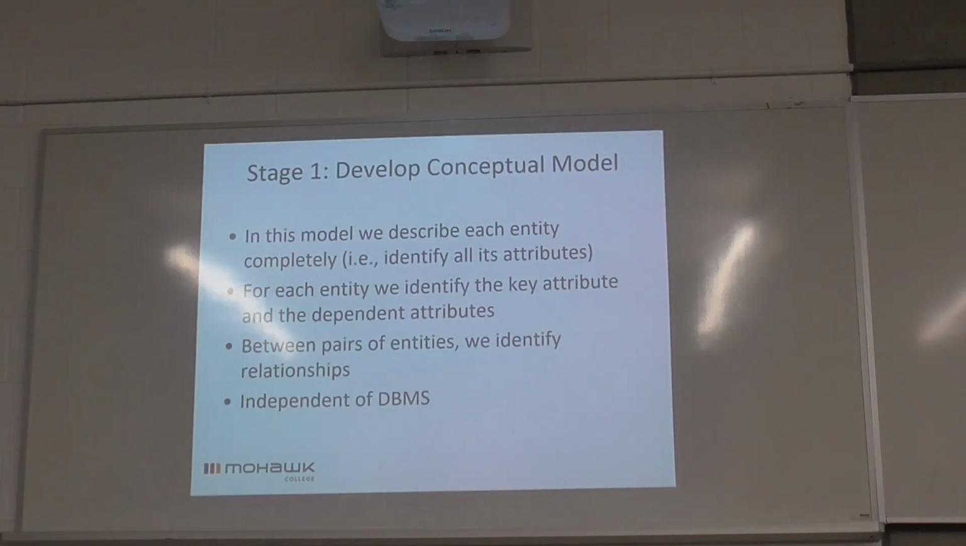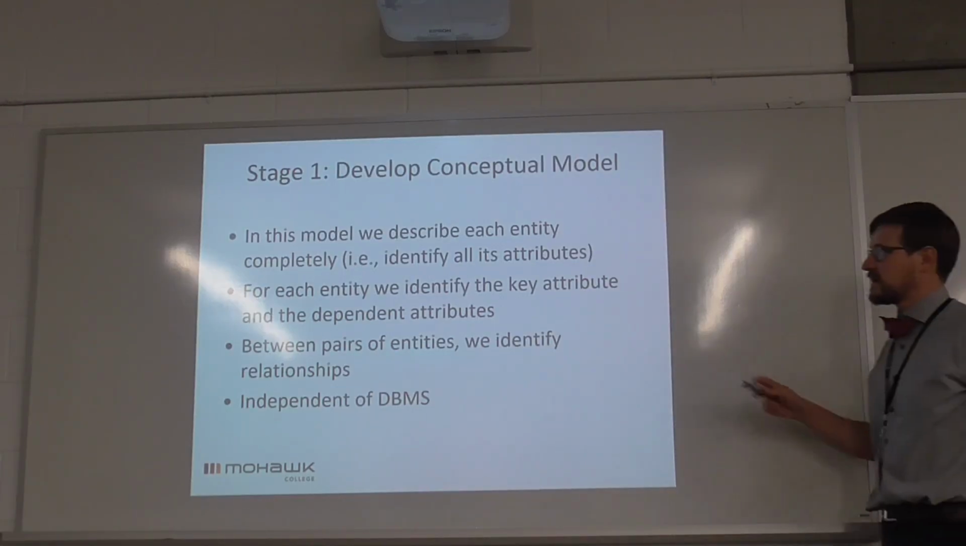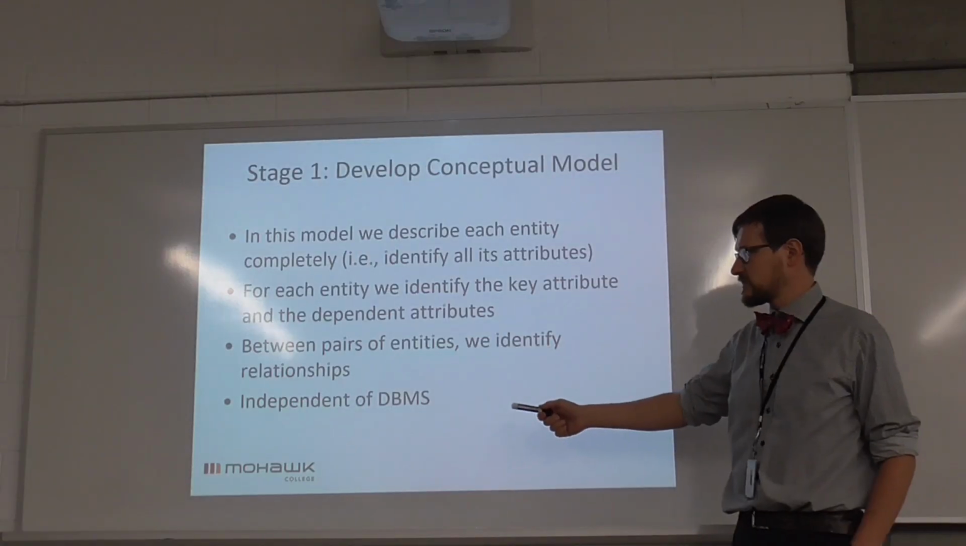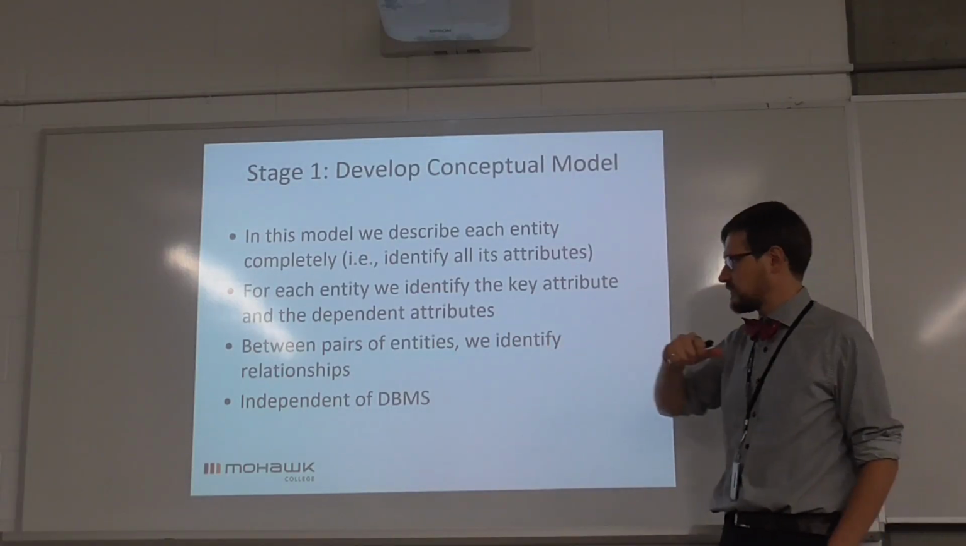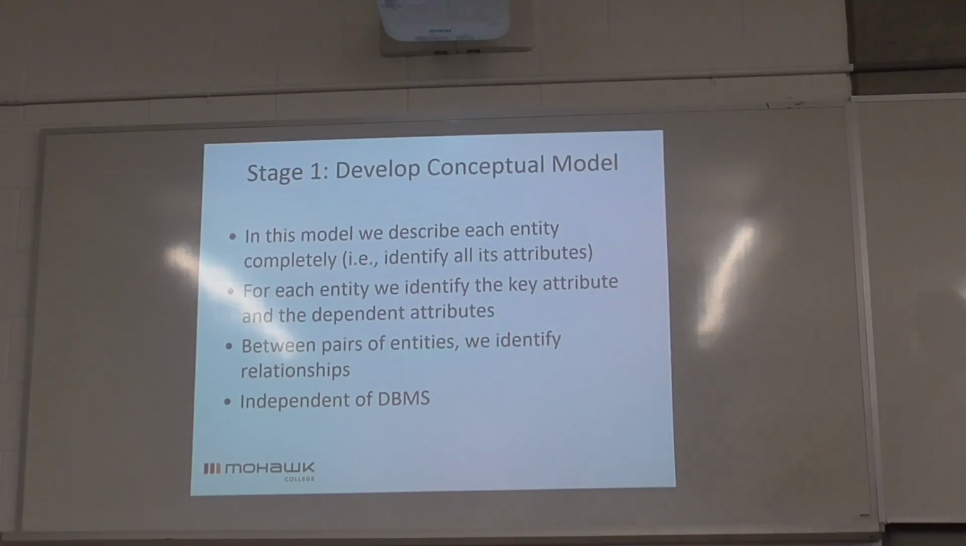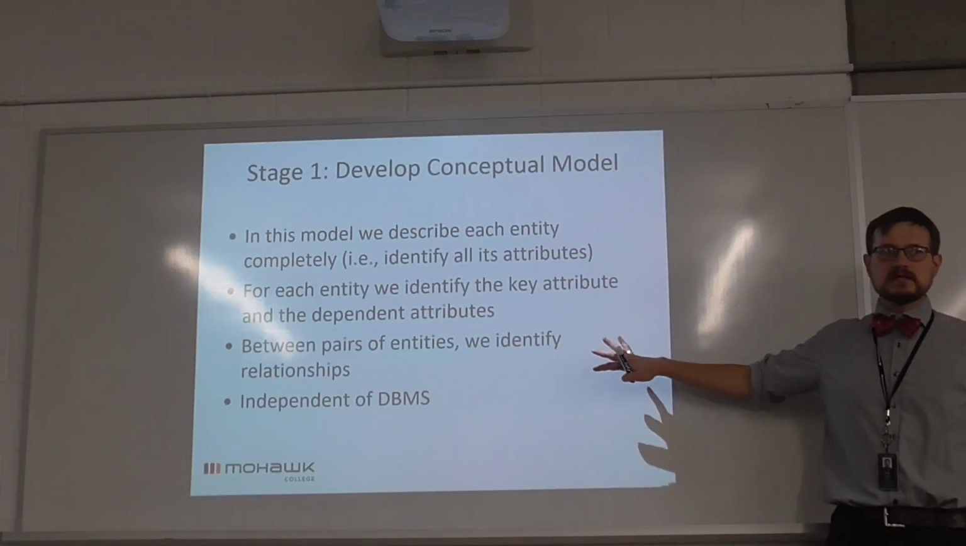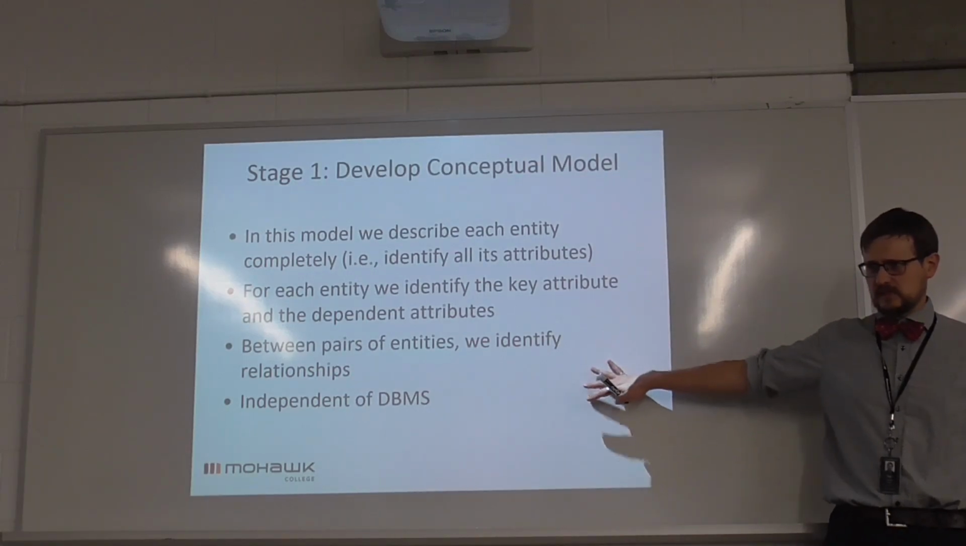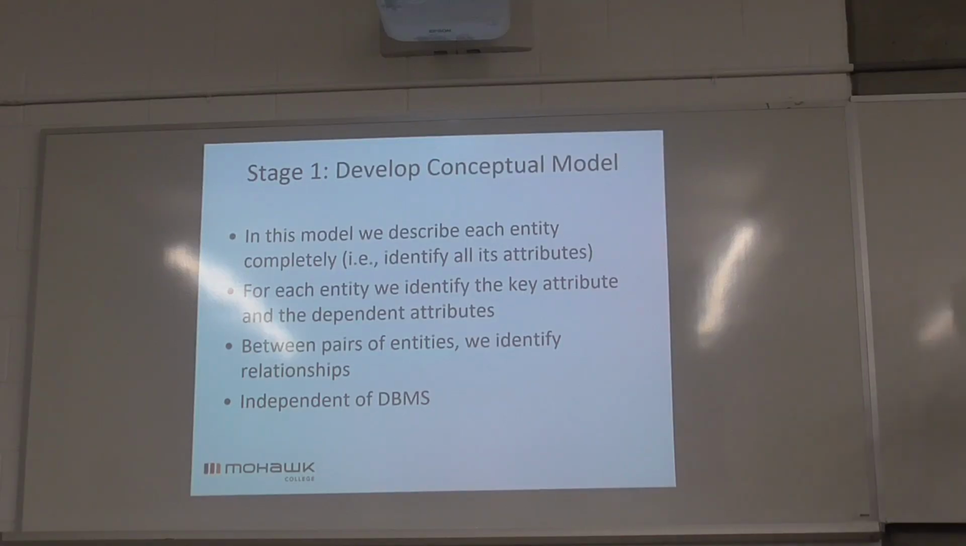So in stage 1, for each entity, we identify key attributes and dependent attributes. Between pairs of entities, we define relationships, and this is independent of the database management system. DBMS is database management system. So at this point, we're in the realm of diagrams. It doesn't matter what the database is at this point. Could be SQL Server, could be MySQL, which is the thing we should be using in this class.